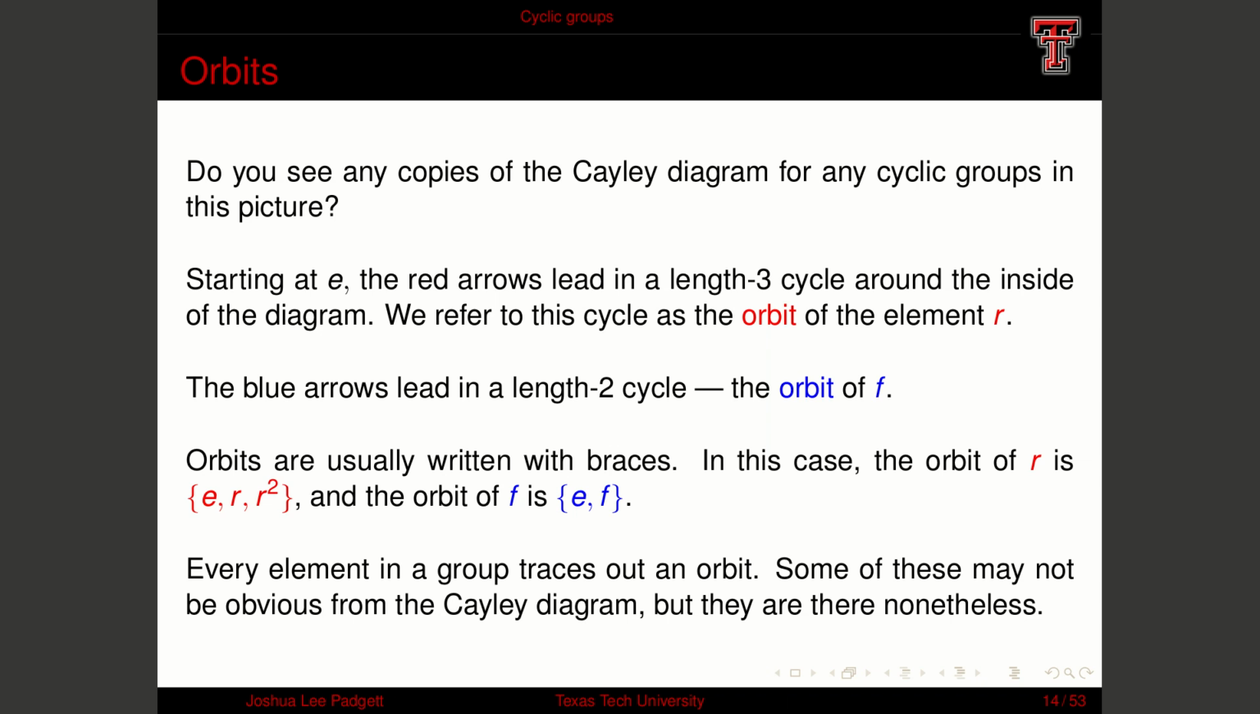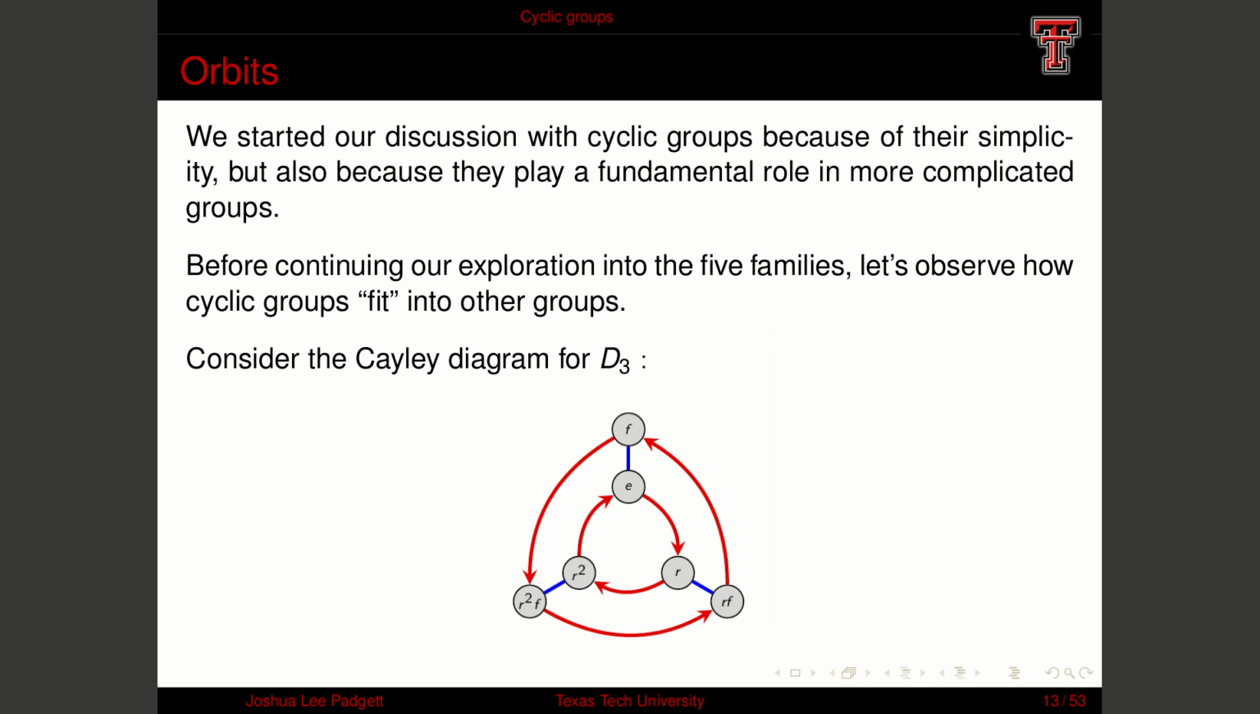Some of these may not be obvious, but they are there nonetheless, and you might say, well, what do you mean? What about E? E doesn't do anything. You're right. It forms an orbit of size 1, which is just the trivial orbit, okay? And then you might say, what about these other weird-looking ones like F followed by R, which is equivalent to R squared F? Well, the idea is it does generate something. You do blue and then red, and then blue and then red, and then blue and then red. We're stuck in this same little circle, so we have, once again, another orbit, all right?